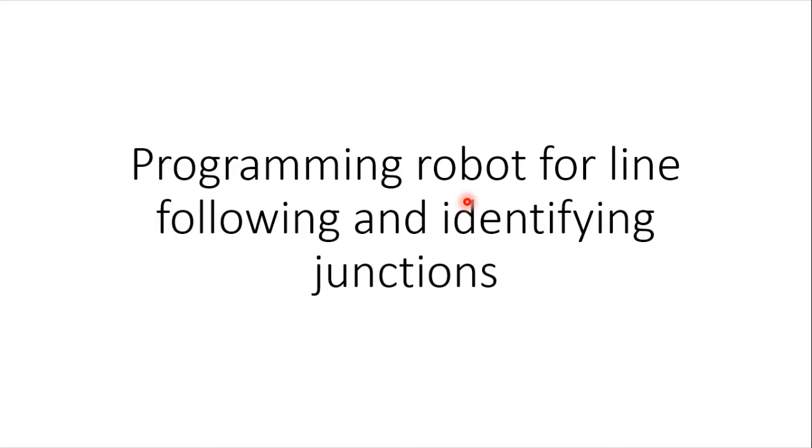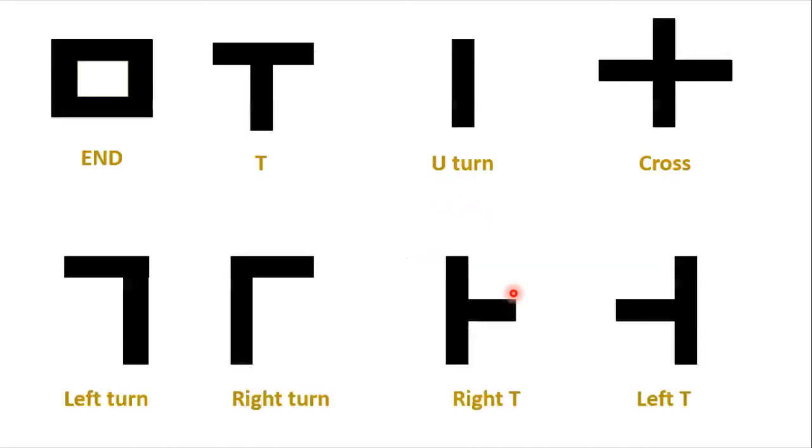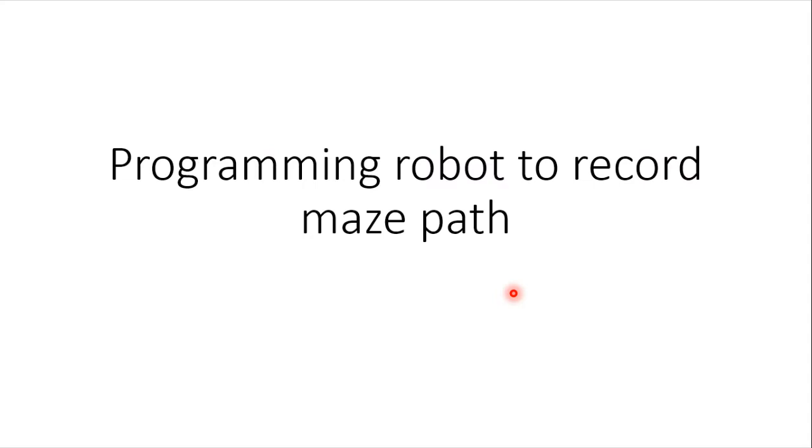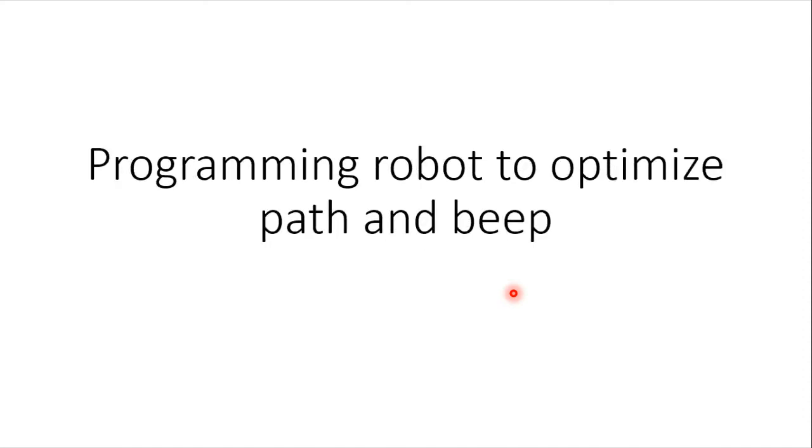And then what we have seen is we have programmed the robot for following the line and then identifying the junctions. So basically these junctions are what we have programmed it for. And then programming the robot to record the maze path is our major task, which we have seen earlier. And then this is an optional part where we need to optimize the recorded path into RL.